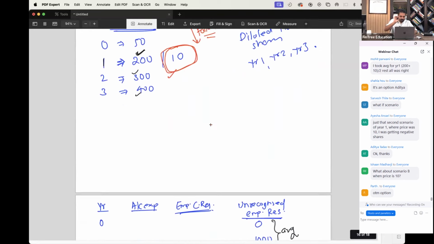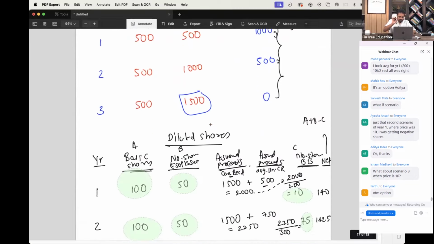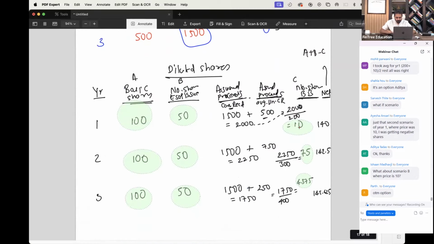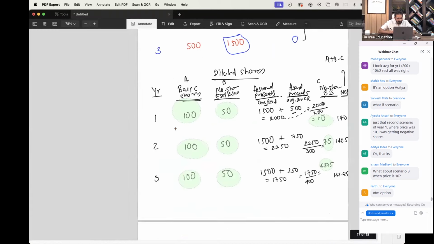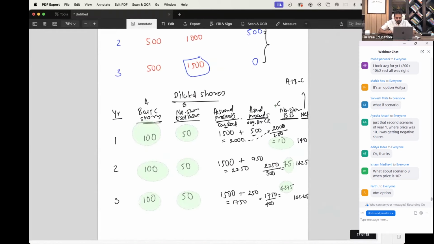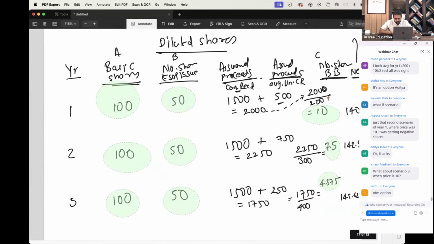If the stock price has become 10 rupees, all of you please be with me, then what happens? Then the number of shares I buy back, is this year one? Yeah, year one. The number of shares I buy back at 10 rupees, I'm going to create a mess here itself. I don't want to create a separate table. I have $2,000 with me. Stock price is $10. How many shares can I buy back? 200. So I can buy back 200 shares. So then my net becomes 100 plus 50 minus 200. This is how much? Minus 50, which is weird, right?